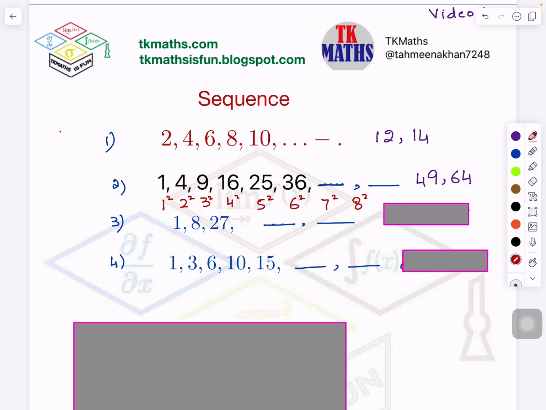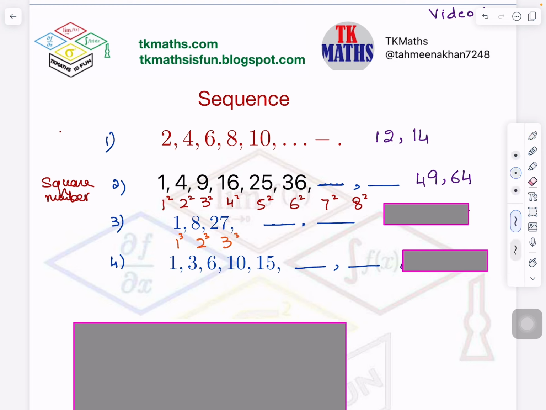Now what is happening in the third one? Any idea? By the way, this series is called square numbers. Okay, you should know the name. If somebody asks you what are the square numbers, you should say like this: 1, 4, 9, 16. So what is happening here? Very good. I can see some of you have gotten the right answer, and that is 1 cube is 1, 2 cube is 8, 3 cube is 27. 3 cube means what? 3 into 3 into 3, right? So this is the meaning of it.